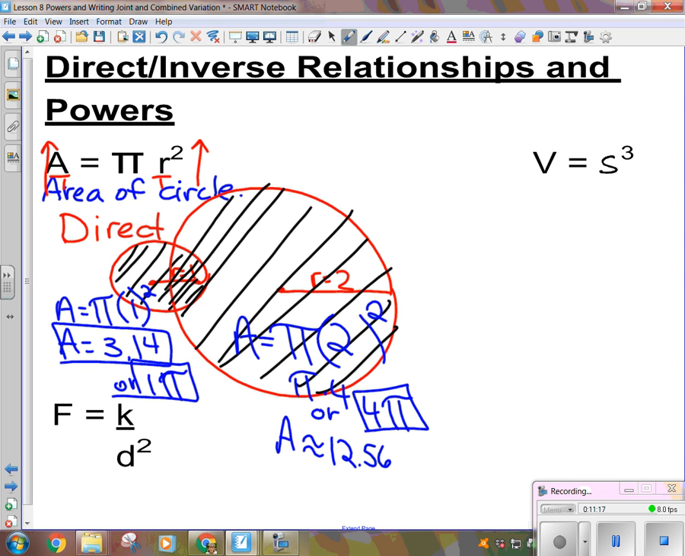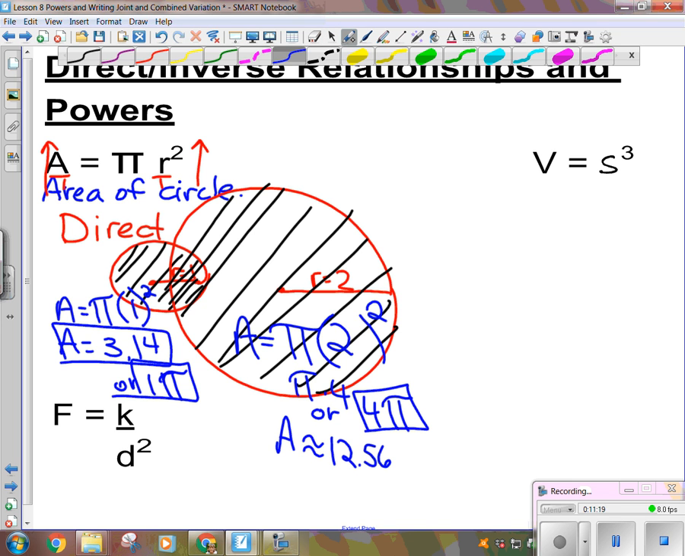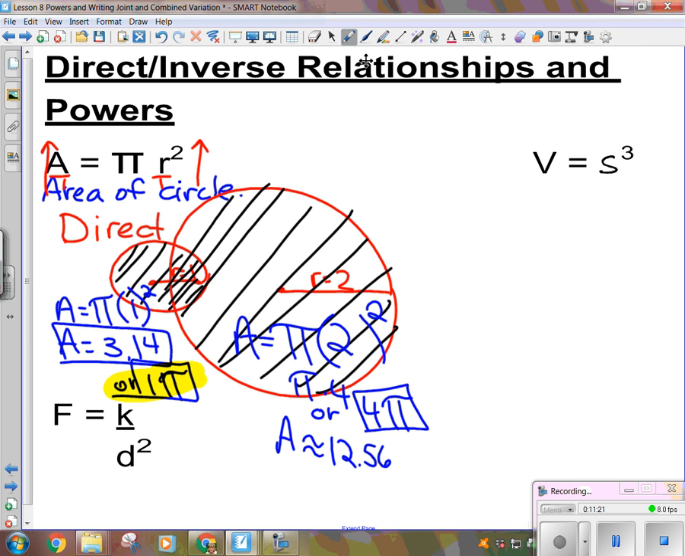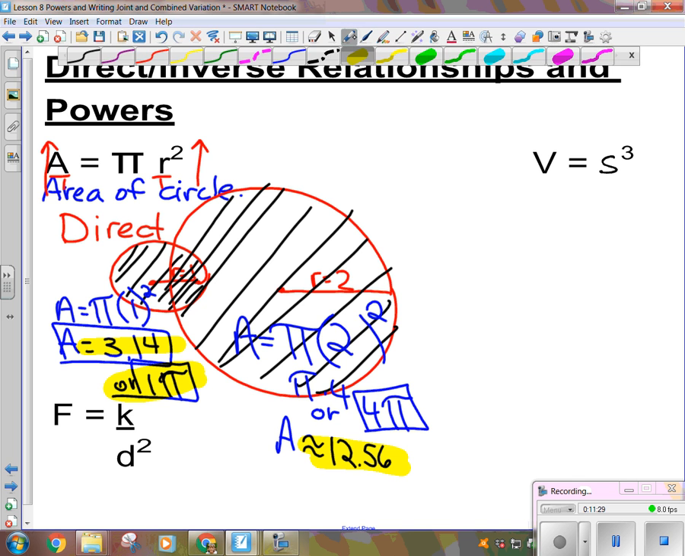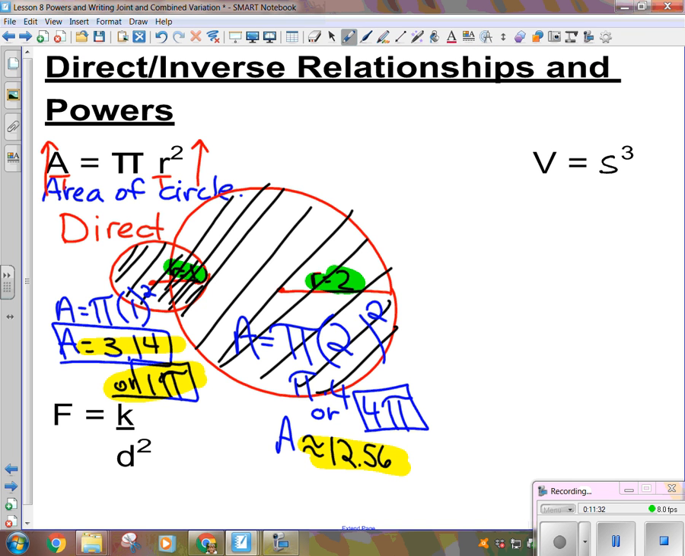Now, here's what I want you to see. Do you see the area went from 3.14 to 12.56? Okay, let me ask you a question. Did the radius get bigger? Yes. The radius went from 1 to 2. The radius doubled. Everybody good?